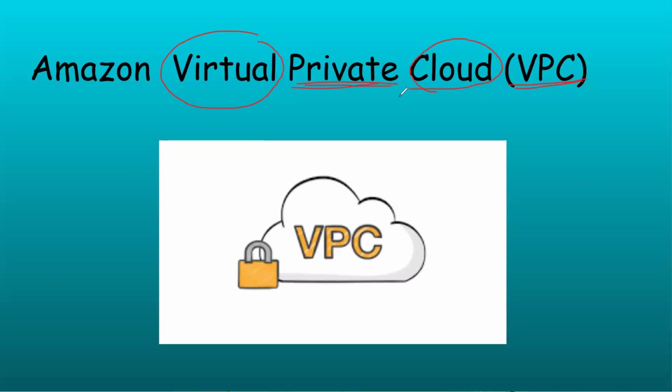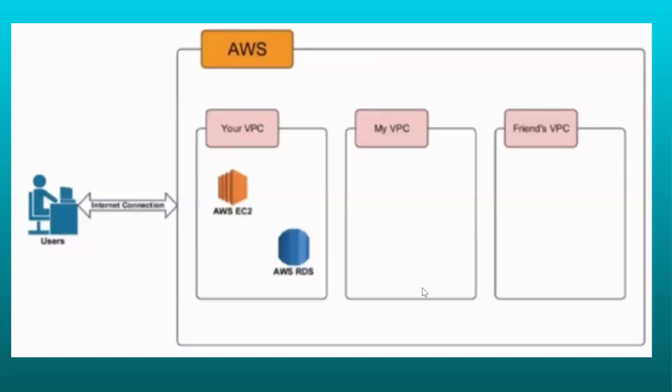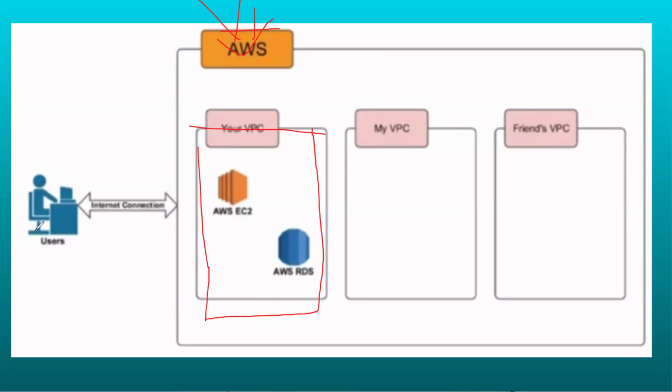An isolated, office kind of private network, if we can access it over the internet in virtual form, is nothing but VPC. By using VPC, we can get into AWS, and we are going to create our own network, our own secure private place, which you call a private network, that is VPC.